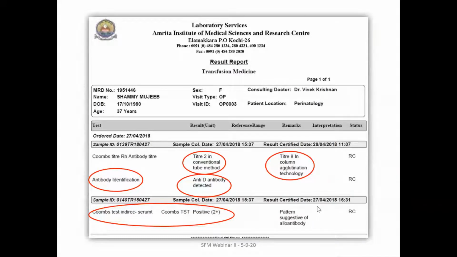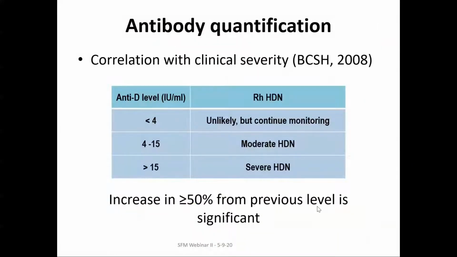If there's anything more that you would want to add to this, you can actually replace the titers by doing what is called an antibody quantification or antibody measurement test, if you have the facility to do this. We discussed this last time. Most centers do not do an antibody quantification. There are several methods to do it, including flow cytometry, continuous flow analyzer, radioimmunoassay, ELISA, and so on. But all of them are expensive.